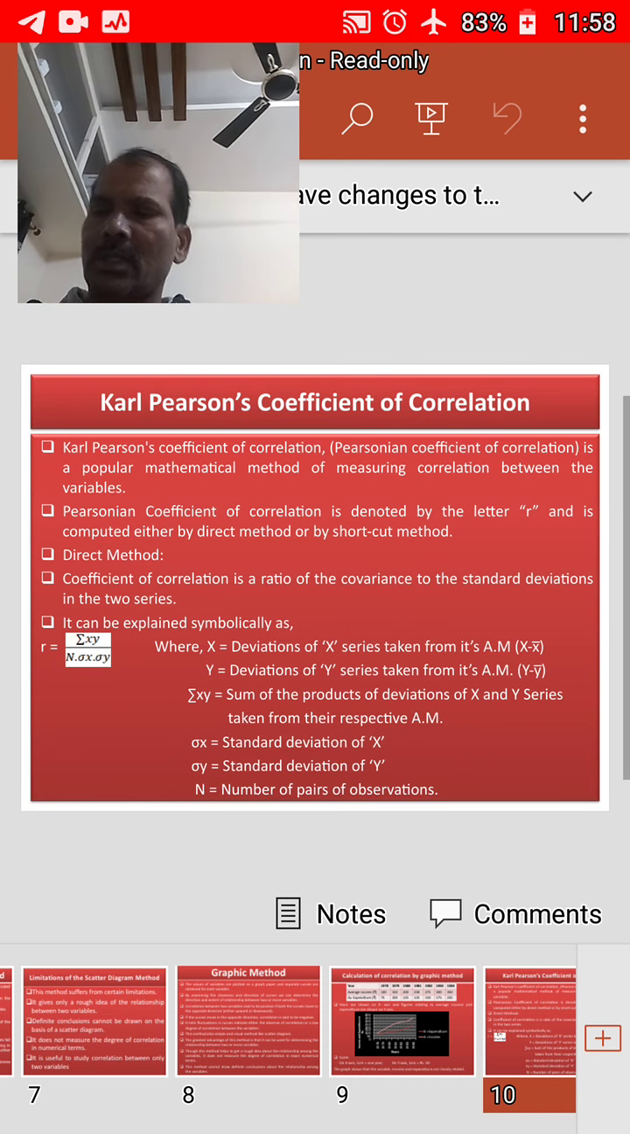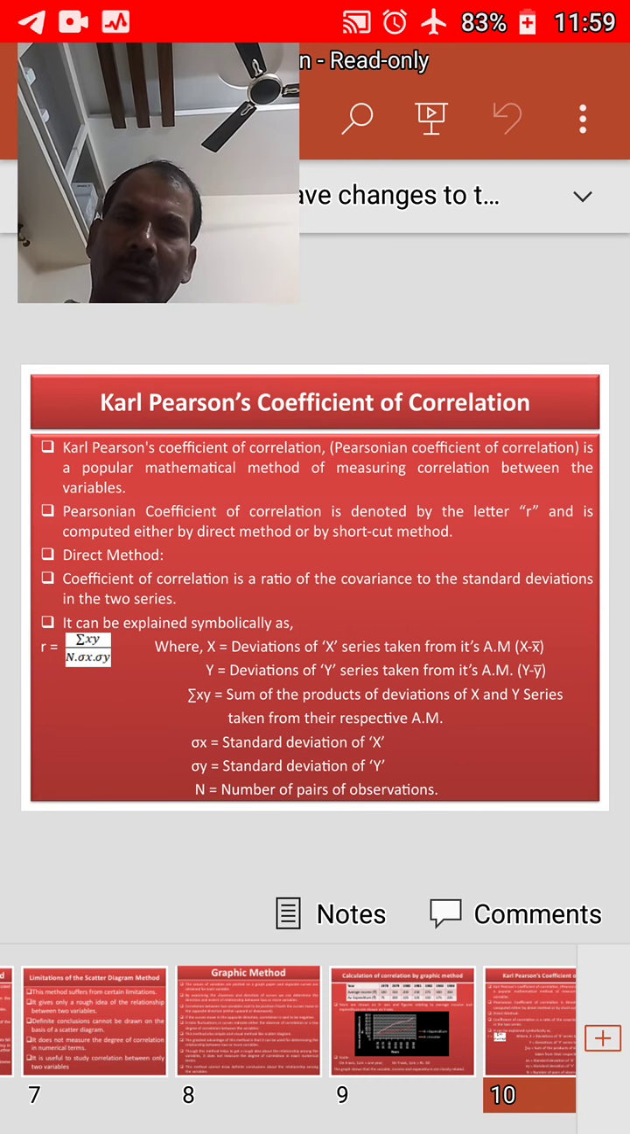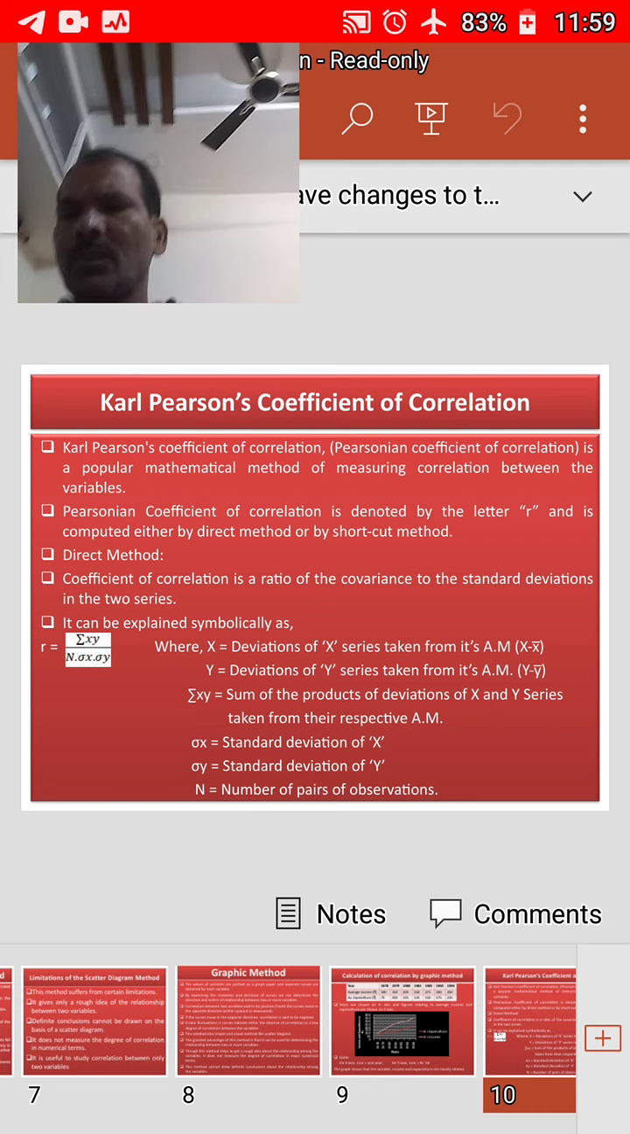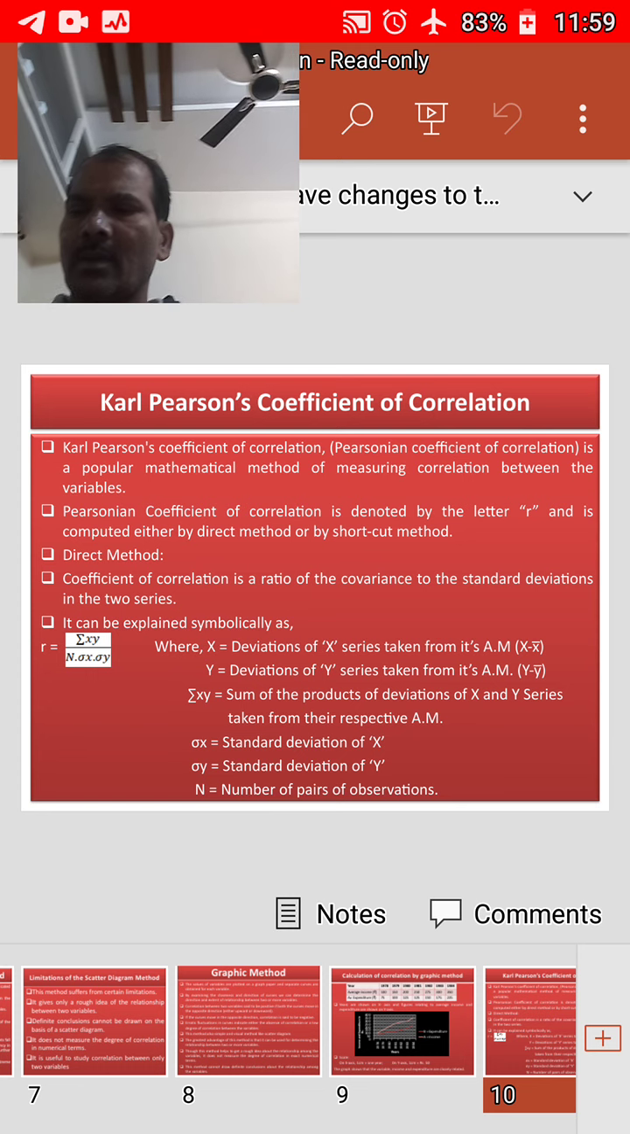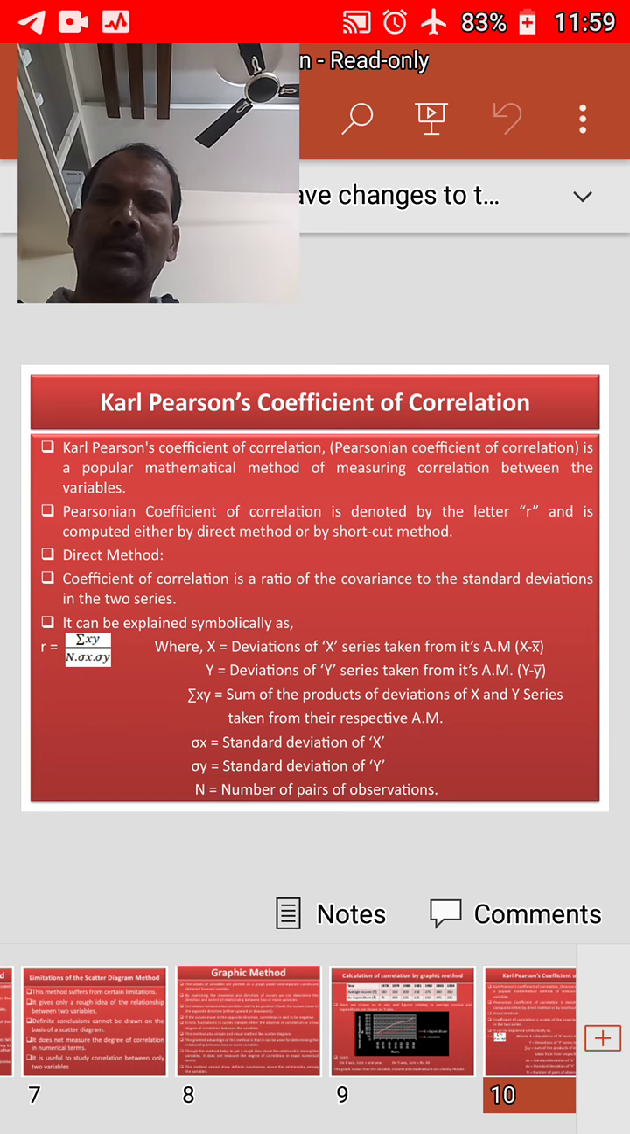And now we'll discuss Karl Pearson's coefficient of correlation. This is a mathematical method that we have here. Karl Pearson's coefficient of correlation is also called the Pearsonian coefficient of correlation, a popular mathematical method of measuring correlation between the variables. The Pearsonian coefficient of correlation is denoted by the letter small r, and is computed either by the direct method or by the shortcut method. First we will see the direct method.